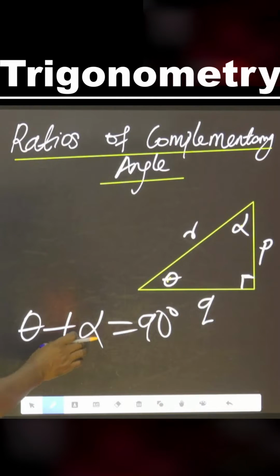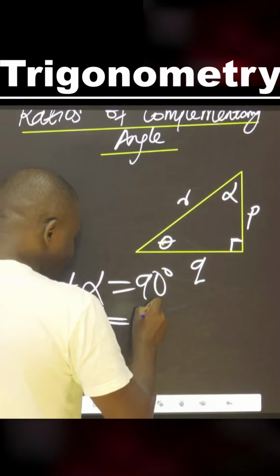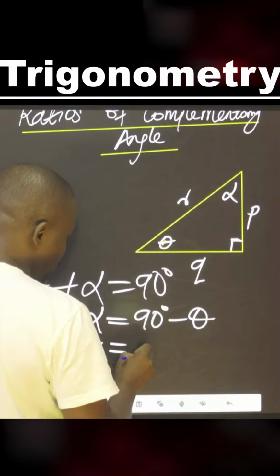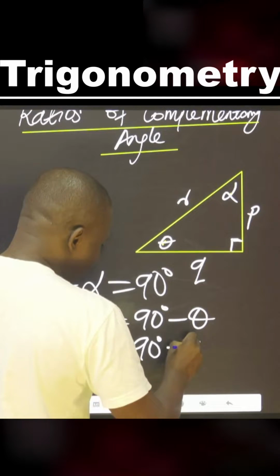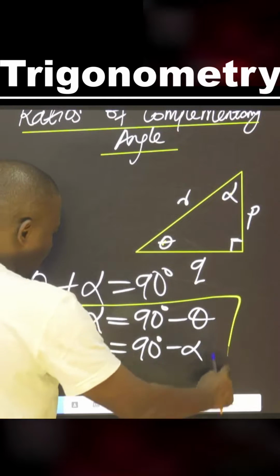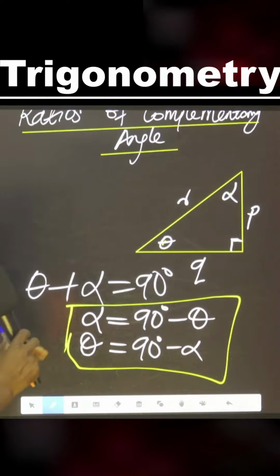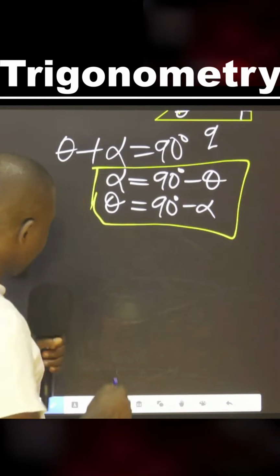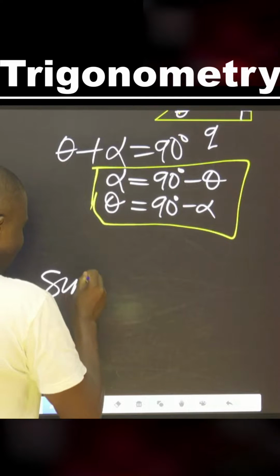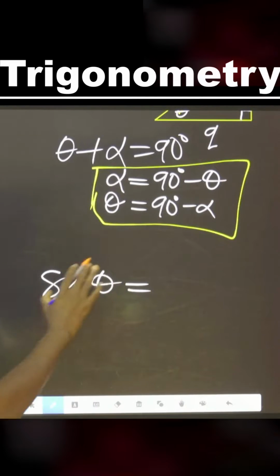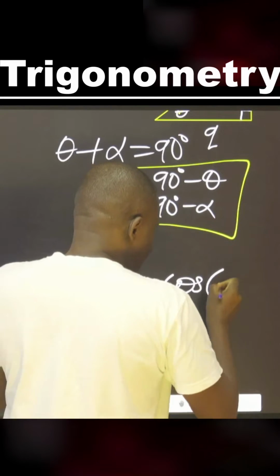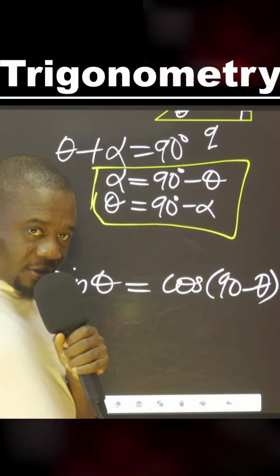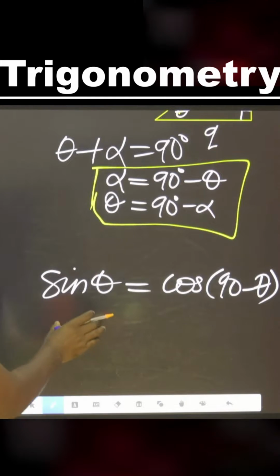So it means therefore you can say alpha is 90 degrees minus theta, or theta is equal to 90 degrees minus alpha. Either way, you are okay. So with what we have seen already, it means therefore, sine theta is simply equal to cos of 90 minus theta. We have seen this in some of the previous videos, okay?